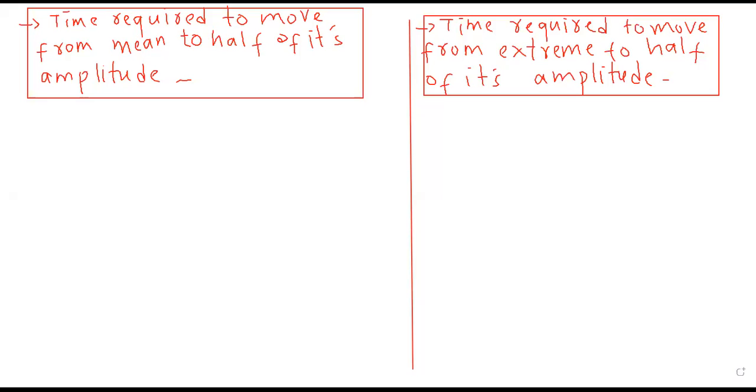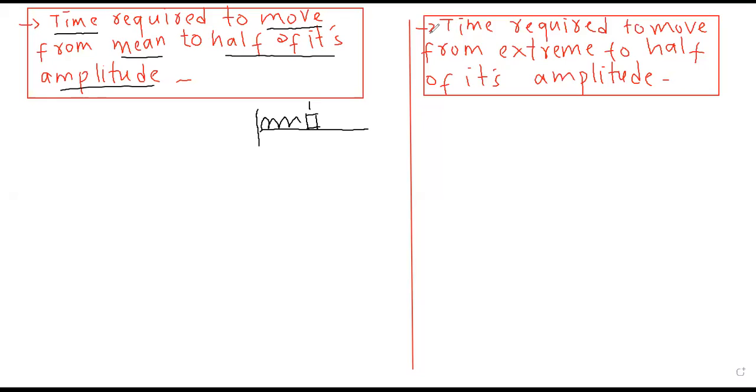So here are the two objectives regarding the oscillation. In the first objective, it explains that you have to calculate the time to move an object from mean to half of its amplitude. It means that, let's suppose we have any oscillation system, like a mass-spring system. We have a spring and a mass attached with the spring.